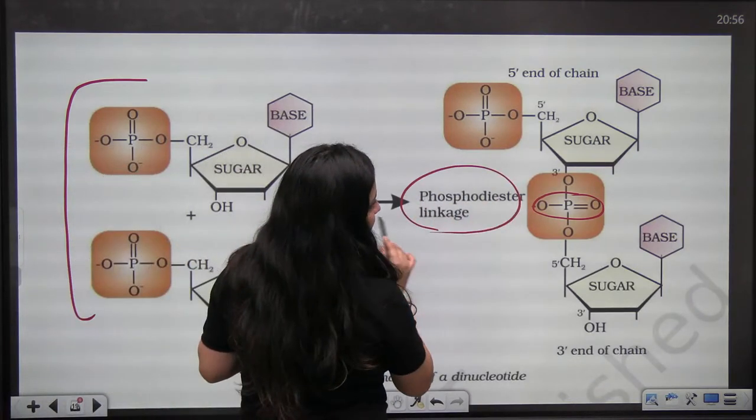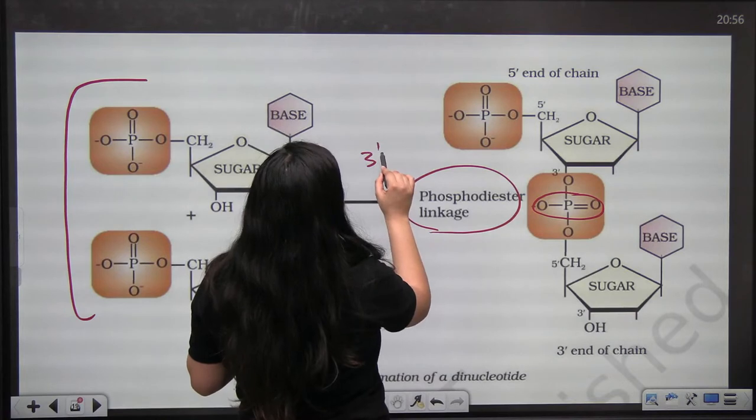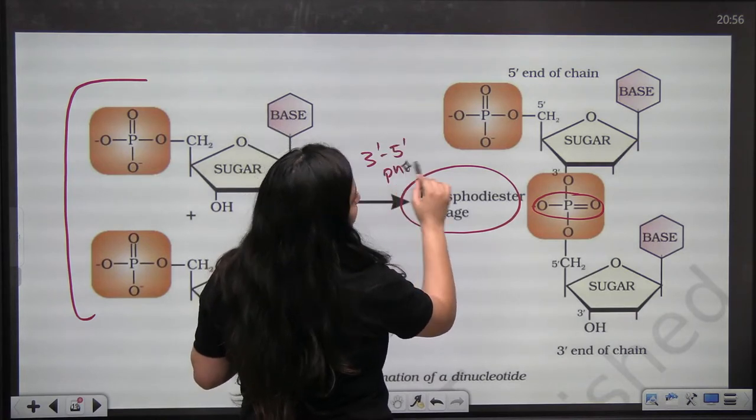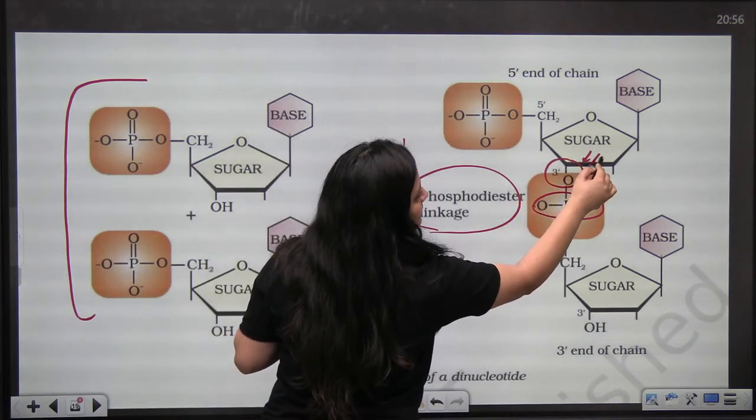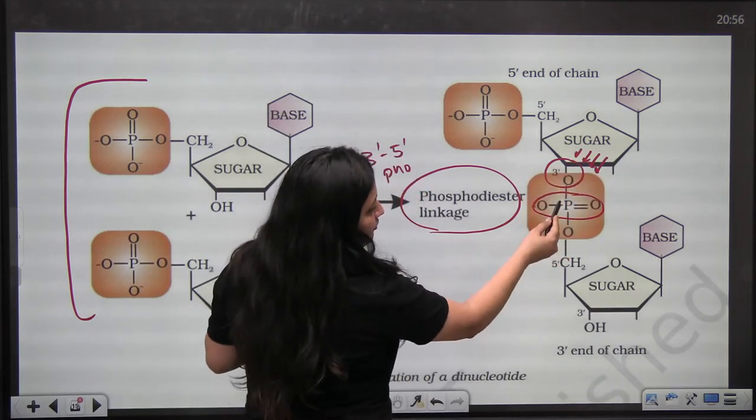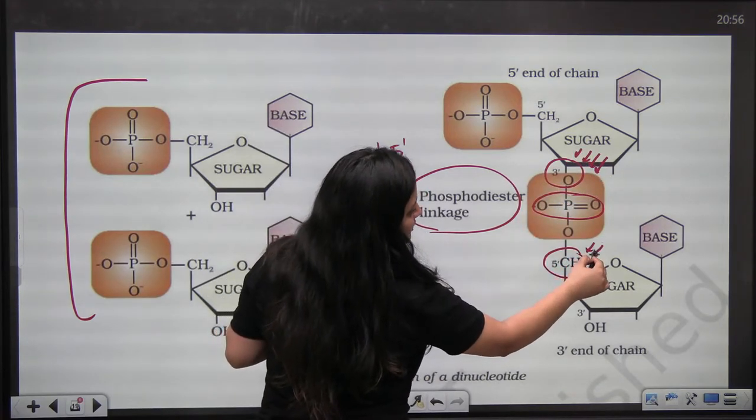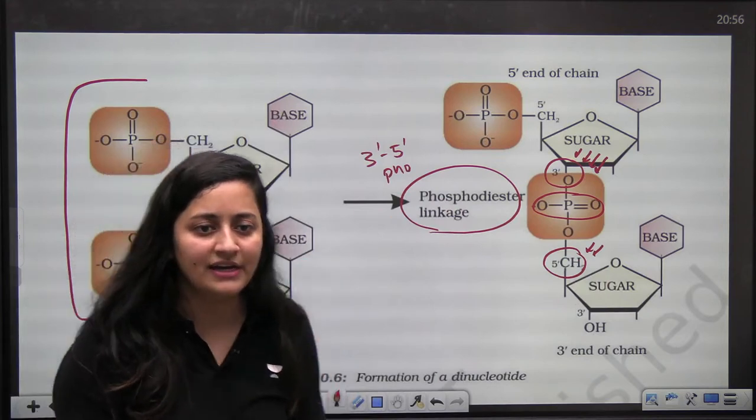So here you people can see, right? That is why we say 3'-5' phosphodiester bond, because the 3' carbon has this OH which will form a bond with the phosphate present at the 5' end of the next sugar. Okay, so do you have any doubt here?